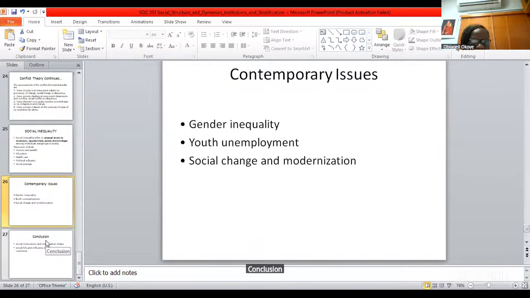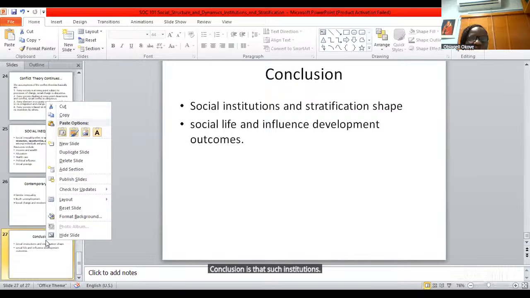The conclusion is that social institutions and social stratification shape social life and influence developmental outcomes in a society. So that is our conclusion. Okay, so social institutions and stratification shape social life and influence developmental outcomes. Okay, so that is it.